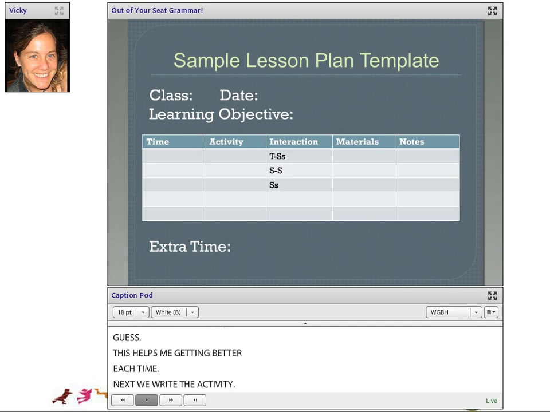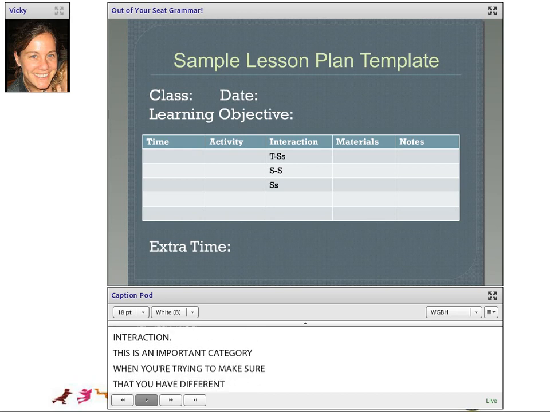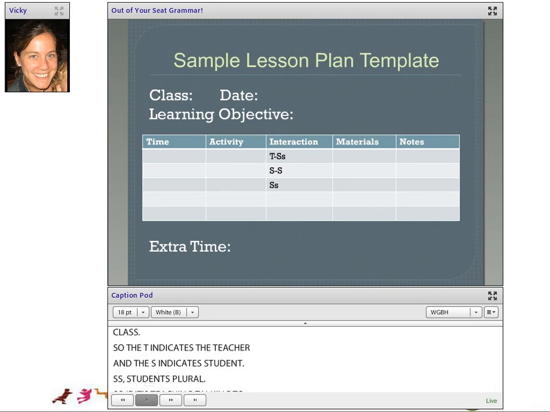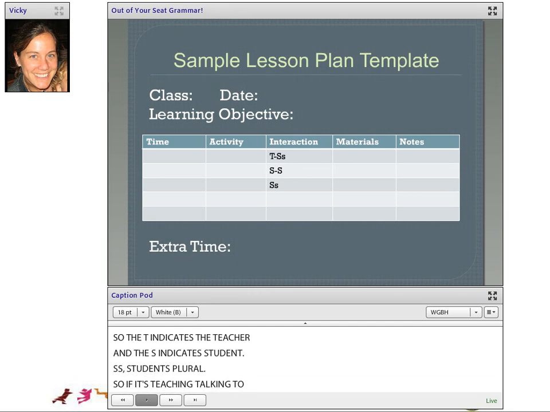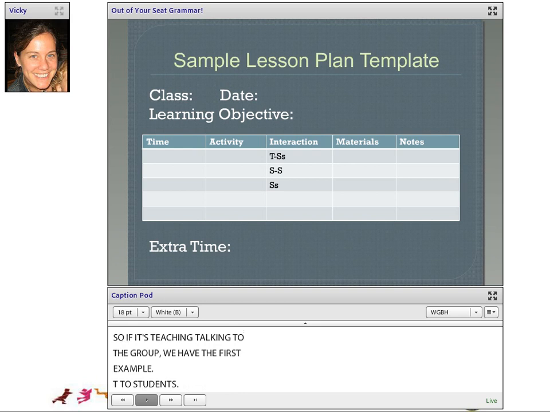And then the third category is interaction. This is an important category when you're trying to make sure that you have different interaction formats in your class. And so the T indicates the teacher, and the S indicates student, and the double S, students plural. So for example, if it's teacher talking to the whole group, we have the first example, T to students. If it's student to student partner work, SS. If all the students are working together, you can see how that looks.